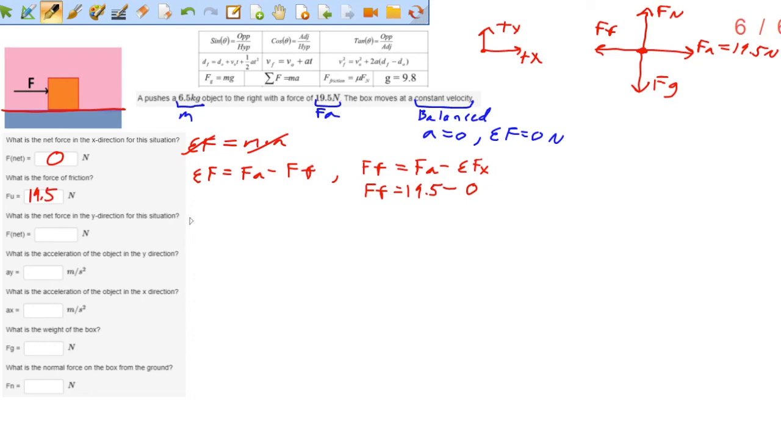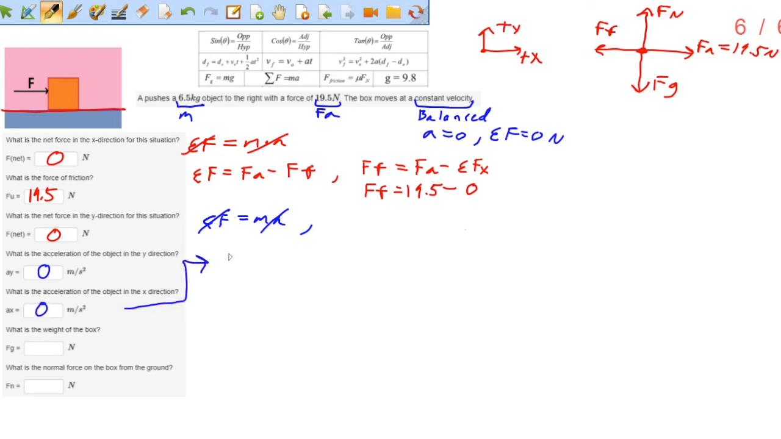What is the net force in the y direction for this problem? Again, the box is not accelerating in the y direction, so the net force in the y direction should just be 0. Same idea as before, how we said that net force is equal to mass times acceleration. Since there's no acceleration in the y direction, there's no net force. What is the acceleration of the object in the y direction? Again, if the net force is 0, acceleration has to be 0. What is the acceleration of the object in the x direction? Same principle. If net force is 0, acceleration has to be 0.